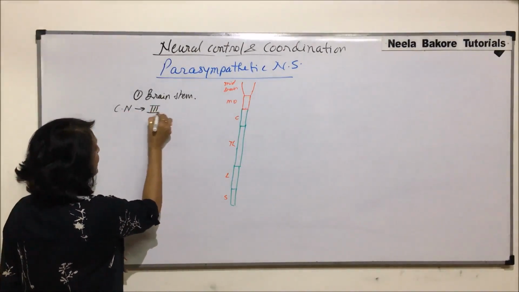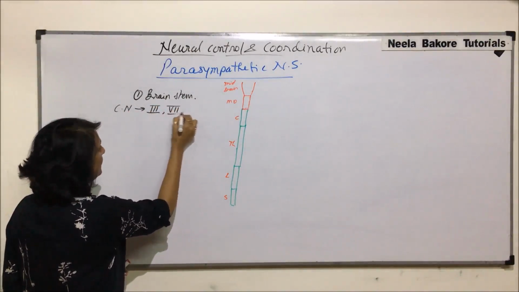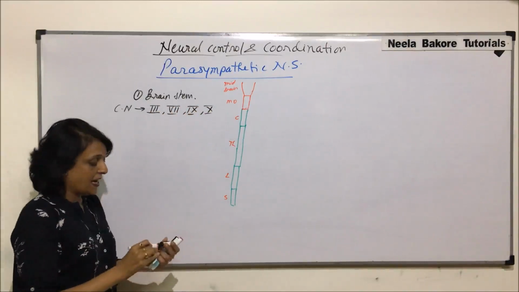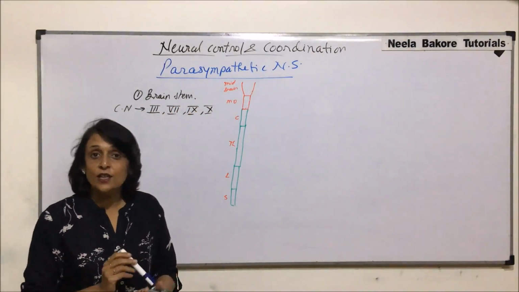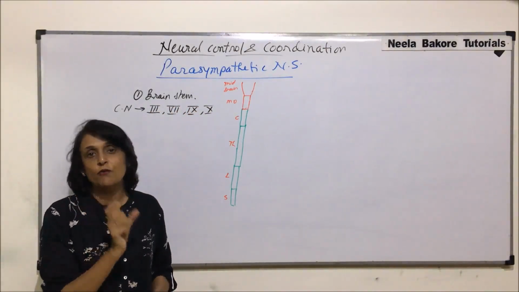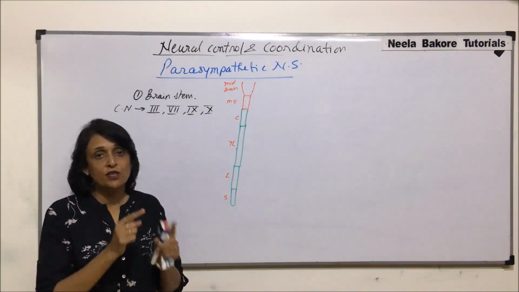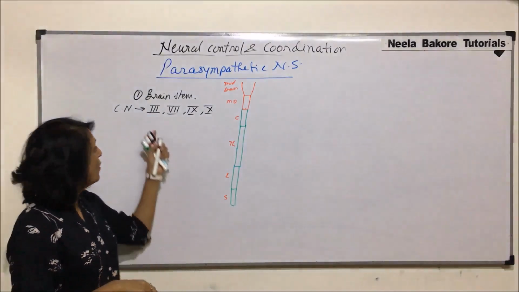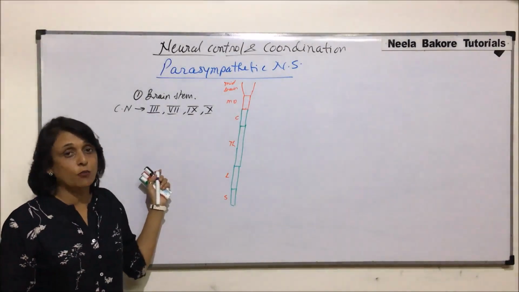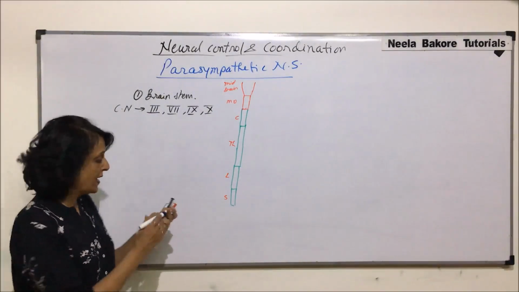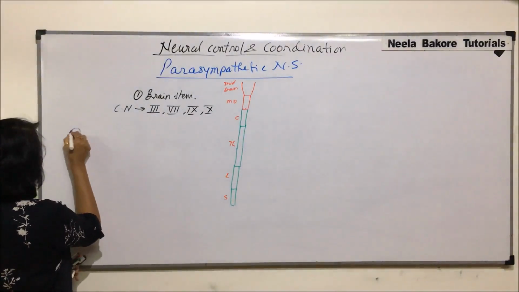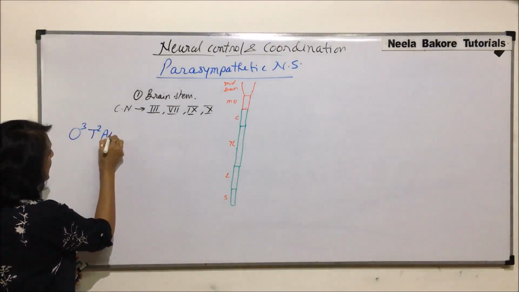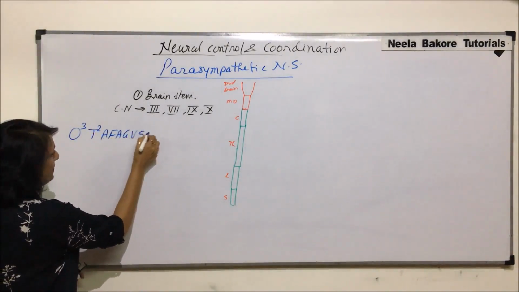These cranial nerves are the 3rd, 7th, 9th, and 10th. Now when we were talking about cranial nerves, we wrote a short formula so that we remember which number is given to a particular nerve. So, are we able to recall the names of these? The formula, let me write the formula here. It was O, O, O, T, T, A, F, A, G, V, A, H.